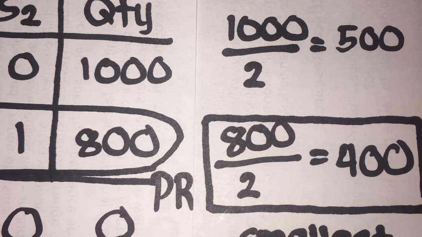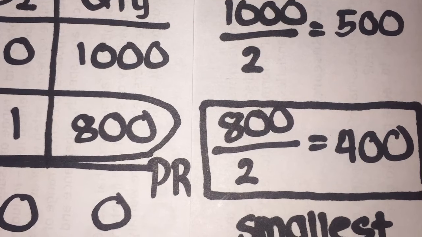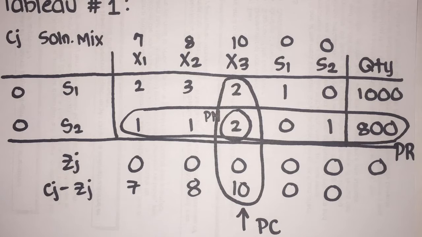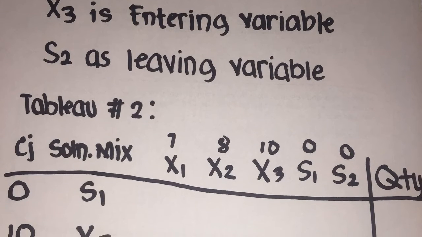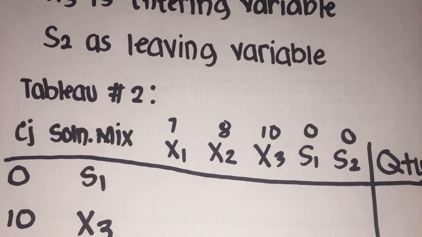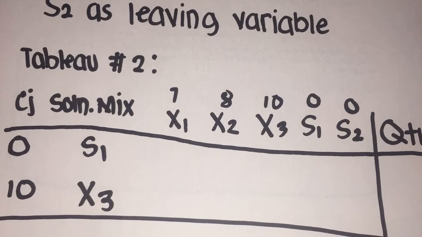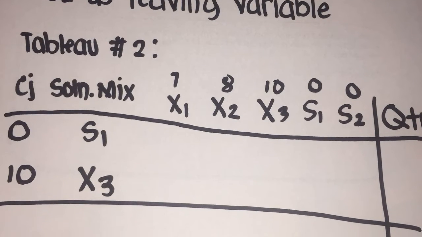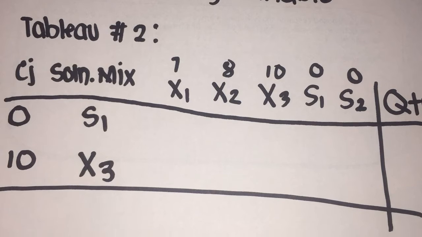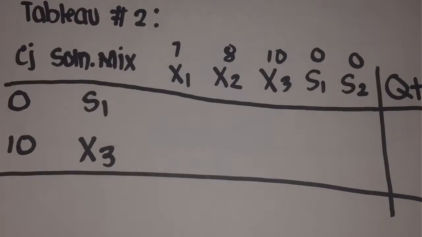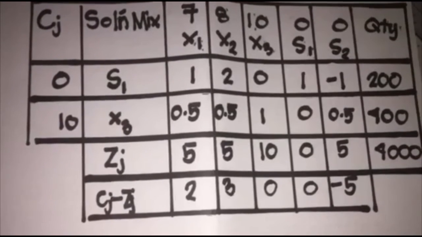So 1000 upon 2, 800 upon 2. The intersection of our pivot column and pivot row serves as our pivot number, which is 2. So S2 serves as our leaving variable, and that is our pivot row. Now you can see that X3 has entered the basis, and S2 has left the basis, and we have constructed our second tableau. This is the second tableau that we solved earlier.